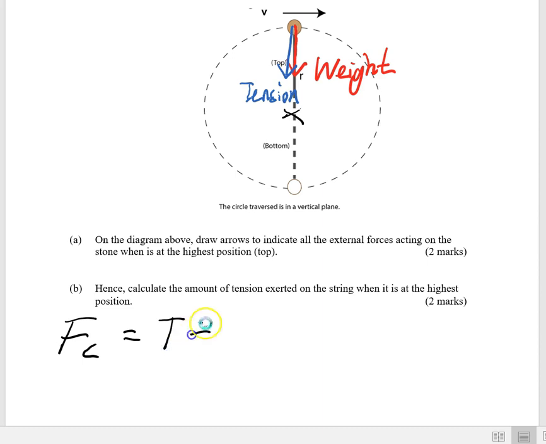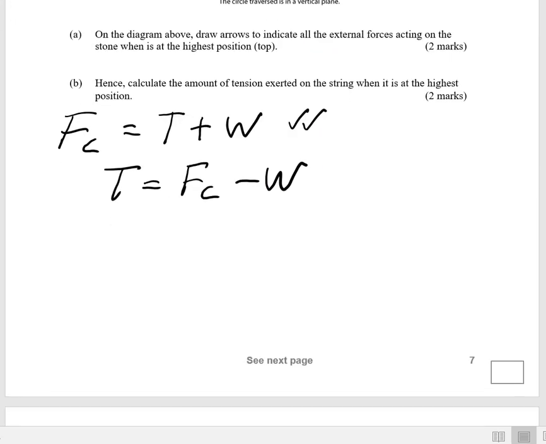So I write T plus W. And you are required to find the tension. Tension is equal to Fc, subtract your W. So that's what you need to do. You have to form this equation properly.